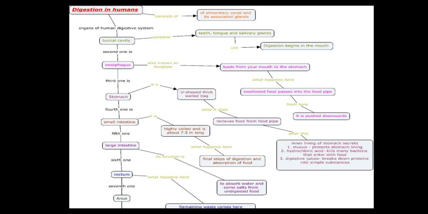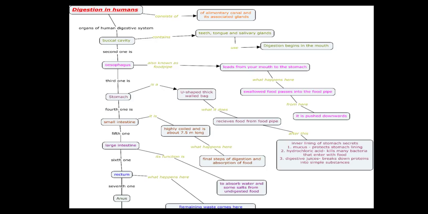Next is the esophagus. This esophagus is also called the food pipe. It leads from your mouth to the stomach. Now what happens here? Whatever swallowed food is there, it passes into the food pipe and from here it is pushed downward to the next organ, that is the stomach.